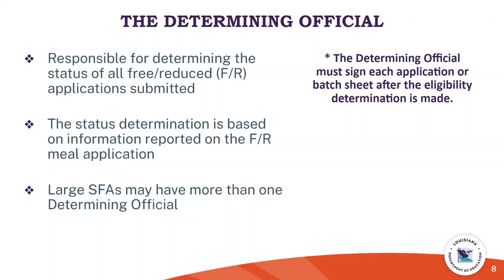They should calculate or evaluate the application for eligibility, and they should assign and record a free or reduced status on each application or batch sheet. And again, the determining official must sign each application after the determination.